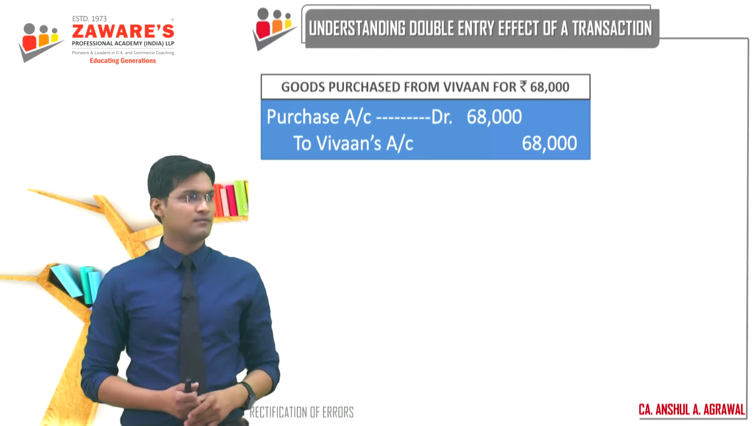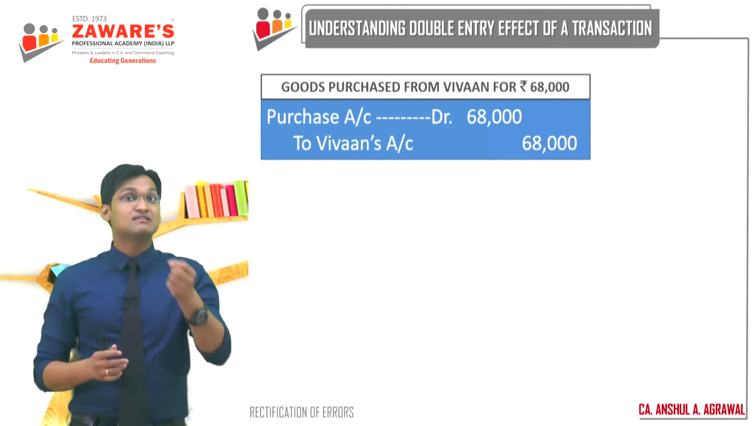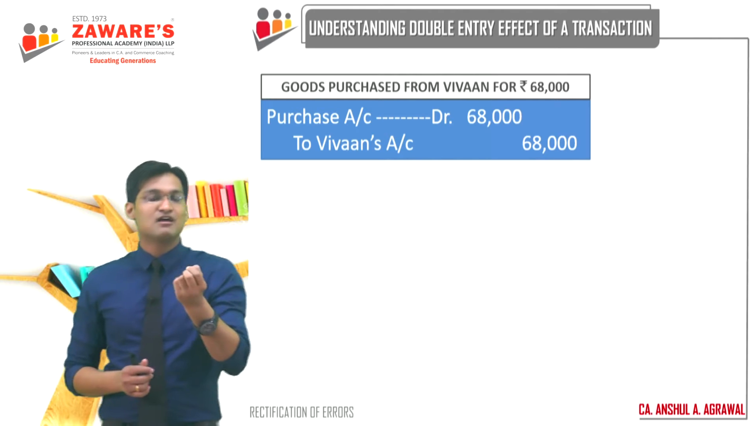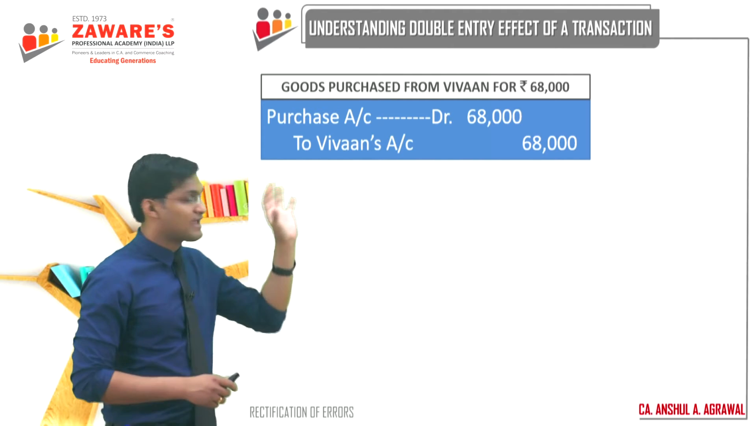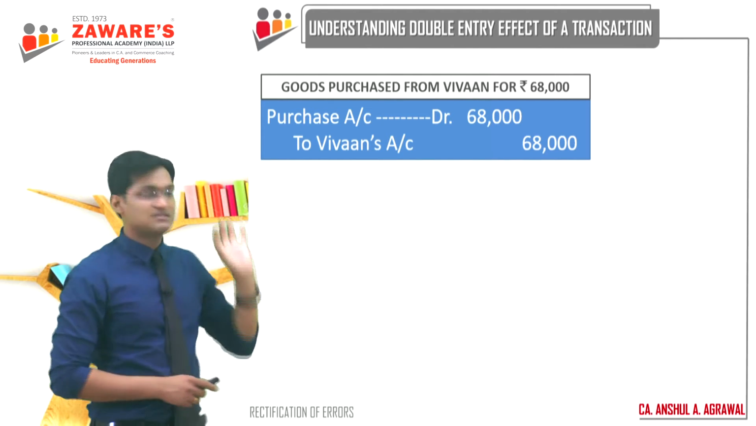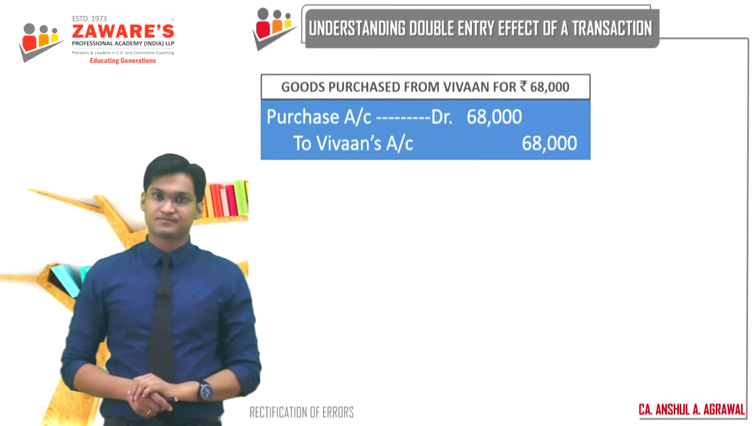Vivan, personal account. The rule of personal account says debit the receiver, credit the giver. Since Vivan is the giver of goods, you will credit Vivan. Now how does this mechanism exactly work? When you pass this accounting entry, purchase account debit to Vivan's account credit.